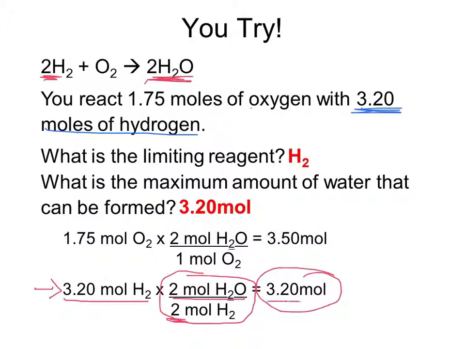So since this number is less than this number here, this is less, this is more, hydrogen is my limiting reagent. And my oxygen is my excess reagent.